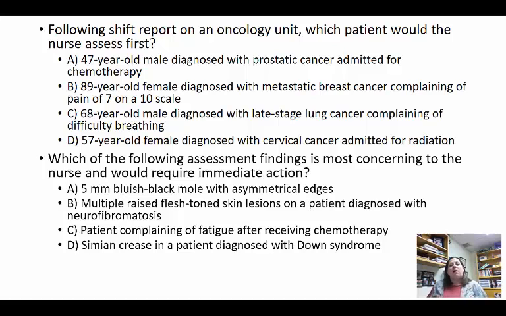Now this question would probably actually be better for me to show you after the genetic video. However, guys, if we're looking at the raised flesh toned skin lesions in neurofibromatosis, we need to watch them, but it's not immediate. They don't need immediate attention. The simian crease in a patient diagnosed with Down syndrome is not an issue. It just means they have one crease in their palm. All right, it sounds like it's more important than it is, but it's really not.